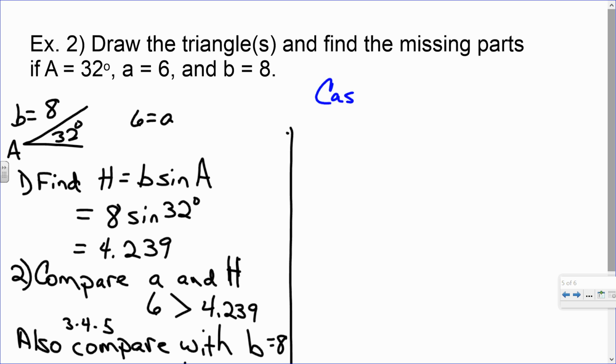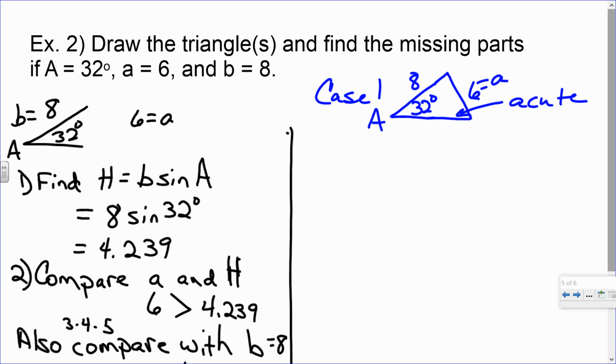So case 1, I am going to have my 32 degrees here. I'm going to still have my 8 adjacent to that, and I'm going to swing my 6 out to the right so that this will be acute. This was angle A, this was little b, so this has to be angle big B, this has to be angle big C, and this side has to be little c. So now I need to solve that.